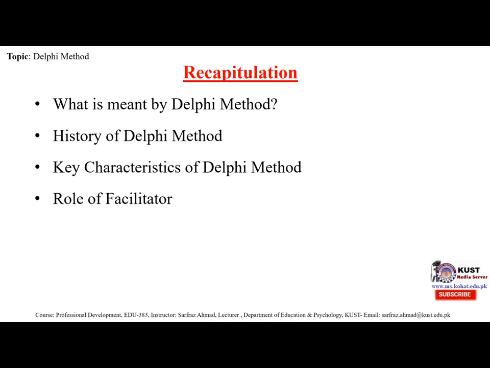Then we have discussed the role of the facilitator. What is the role of the facilitator? The person coordinating the Delphi method is usually known as the facilitator or leader, and facilitates the responses of their panel of experts, who are selected for a reason, usually that they hold knowledge on an opinion or view.